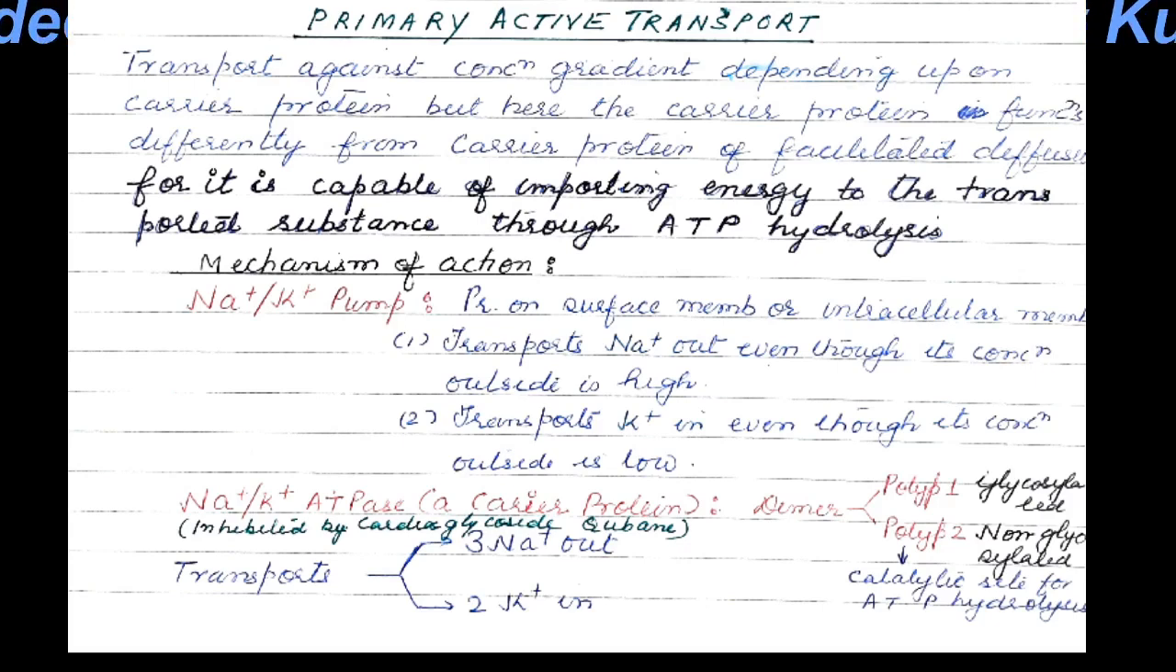So this sodium potassium ATPase is a carrier protein with the capacity to hydrolyze ATP, that means having ATPase capacities. It is a dimer having two polypeptide chains. Polypeptide one is glycosylated, the second one is non-glycosylated. But this polypeptide 2 has the peculiarity that it has a catalytic site for ATP hydrolysis. And as I mentioned, it transports 3 sodium out and 2 potassium in.